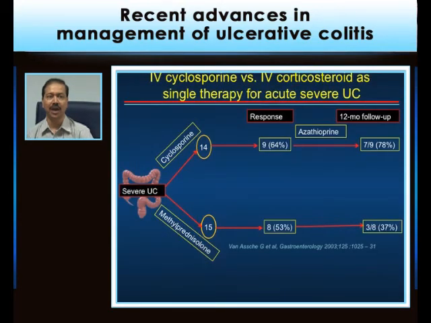Here is a study where patients of severe ulcerative colitis were treated with cyclosporine, 14 patients, and methylprednisolone, 15 patients. 8 of 15, that is 53%, in the methylprednisolone group responded, and 9 of 14, that is 64%, in the cyclosporine group responded. Now when azathioprine was given to those who responded to cyclosporine, 7 of these 9 patients, that is 78%, were well on follow-up and did not require surgery. So if you are giving cyclosporine to such a patient, always maintain them with azathioprine.